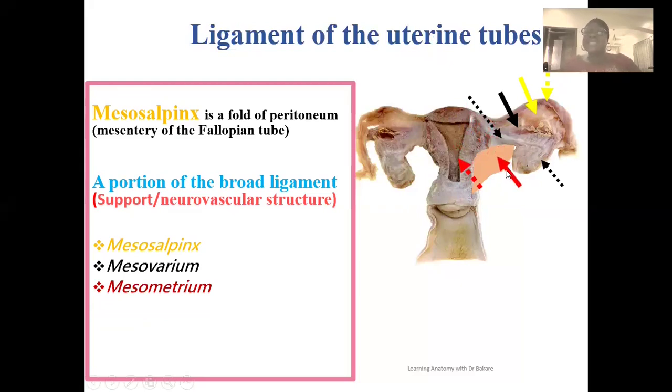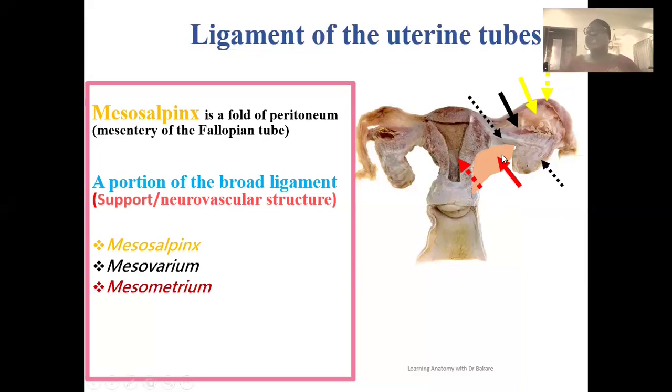So if you take these three mesenteries, the mesometrium, the mesovarium, and also the mesosalpinx, and take them together, they will be seen as the broad ligament. You can see how the broad ligament is a broad fold of peritoneum that helps to bring the three structures together. Specific regions of this broad ligament are tagged with specific names, and these names relate to the structures that they are related to.